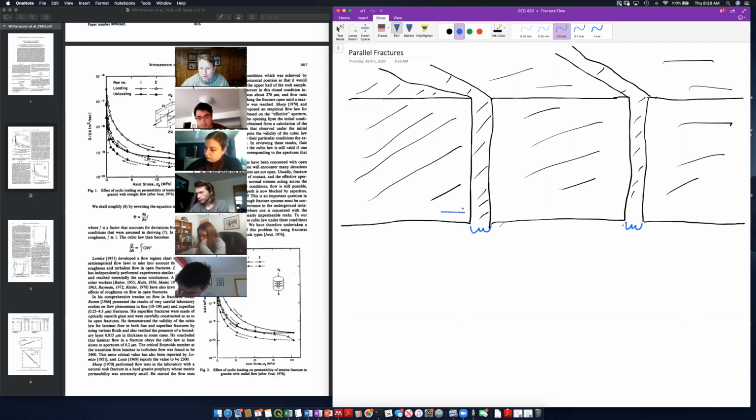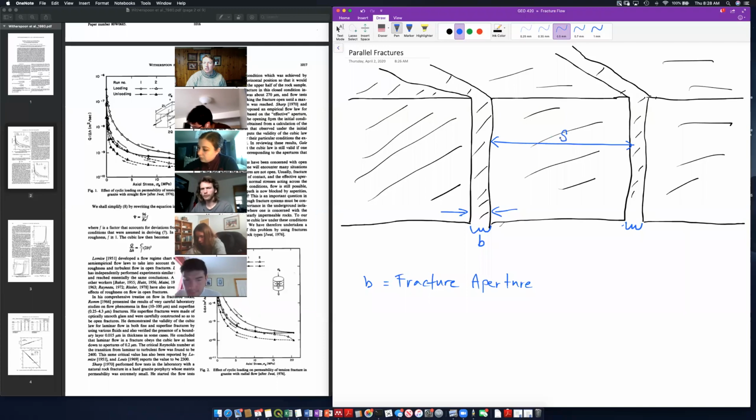The fracture aperture, remember, is the width of this fracture. So we're going to call that B. So B is the fracture aperture. Sorry, by regular, do you mean open? I mean open, and the spacing is even. So we have even fractures, and the distance between fractures is S, the fracture spacing.